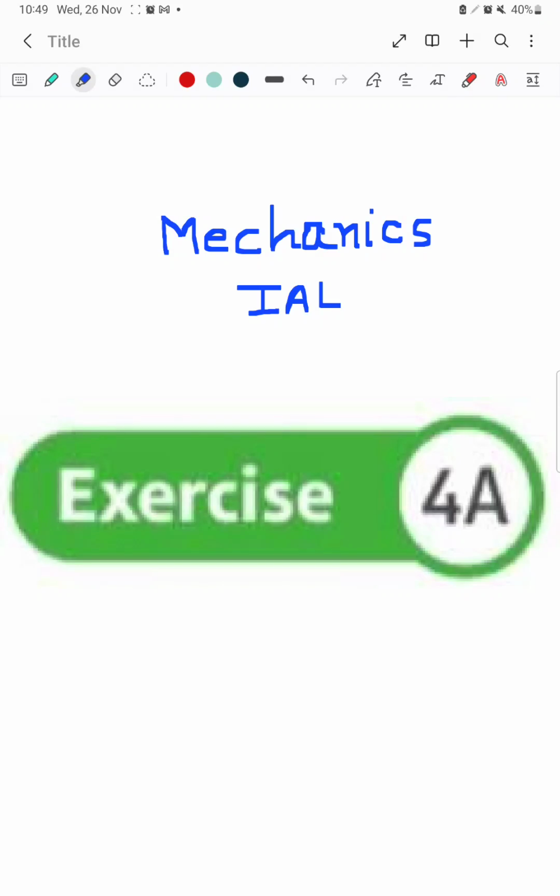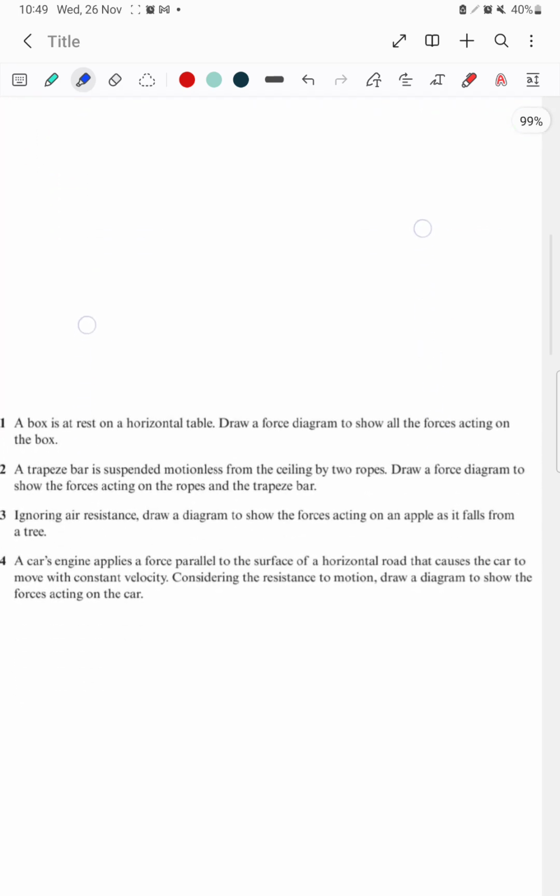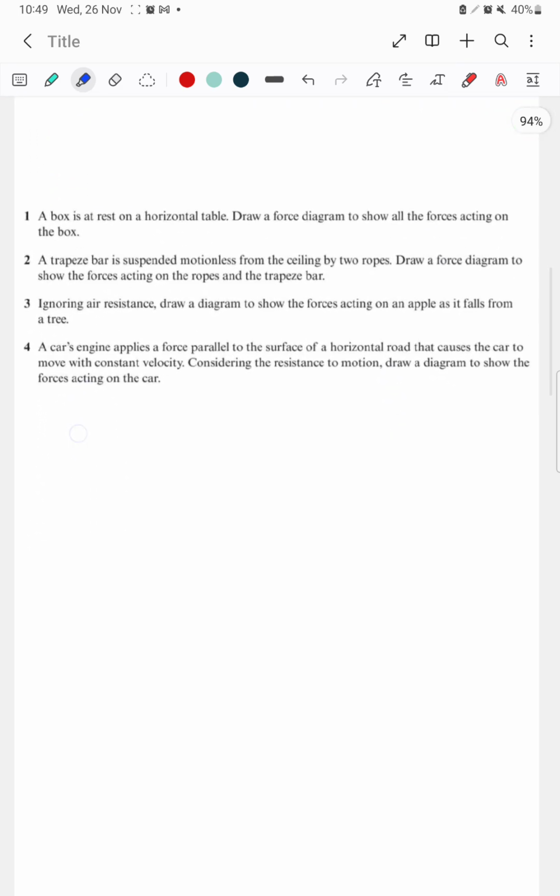Hello everyone, in this video I am going to explain mechanics IAL exercise 4a. In the previous video, which is based on the same 4a, I explained what a force diagram is, how to draw them, and what the different kinds of forces are. So today we will be implementing that knowledge in order to solve our questions. So here is our first set of questions.